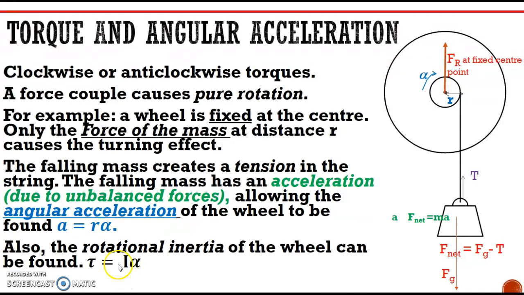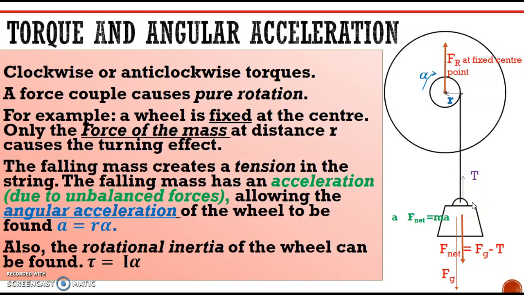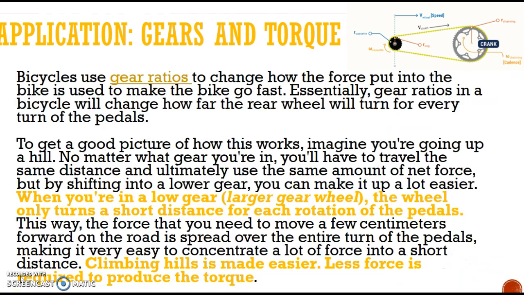We can also calculate the rotational inertia from this equation down here. So just note that F net equals Fg minus T, so net or unbalanced force equals the weight force minus the tension in the string. And so you end up finding this net force as well to calculate your values.